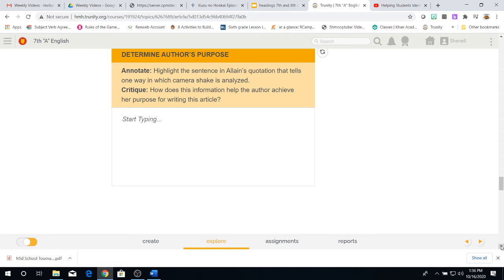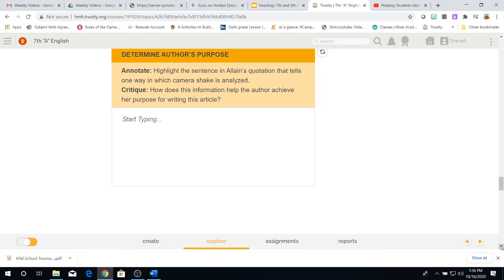Annotate. Highlight the sentence in Alian's quotation that tells one way in which camera shake is analyzed. So again, you have to do this in your textbooks manually, and then you come back to the online platform once you're done to go to the next question.